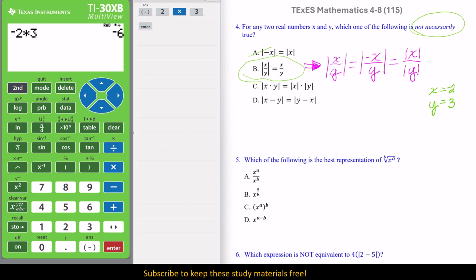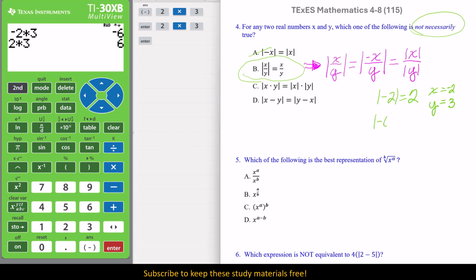So now, either way, the absolute value of -2 just equals 2. And the absolute value of 3 just equals 3. So that would just be 2 times 3. Well, that's just 6. That's the same thing. Remember, you have to apply it on your own, because the absolute value of -6 equals 6. So yes, we're okay.